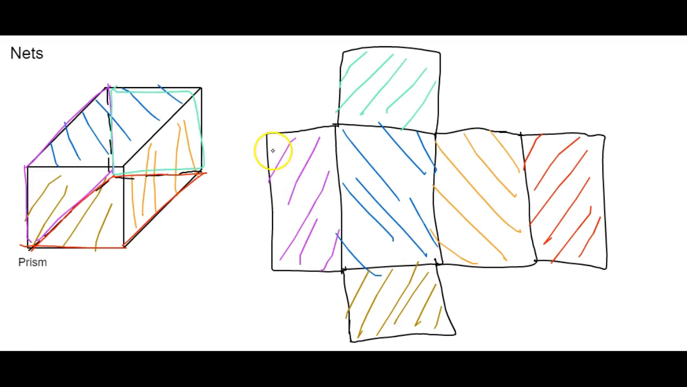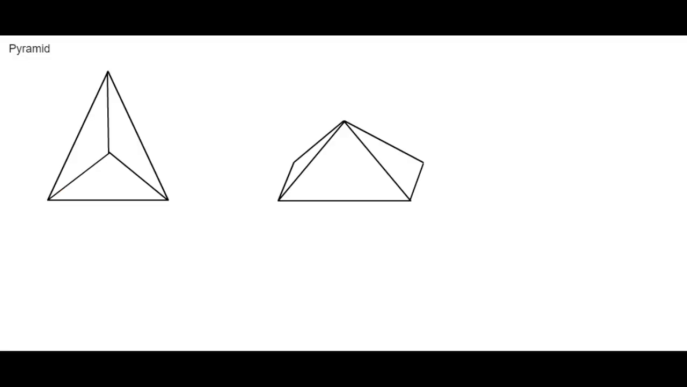Oftentimes with prisms, it does just look like one rectangle with whatever the base shapes are, kind of looking like wings attached to the side. We could also do a net for a pyramid. So I have two views of the pyramid here.